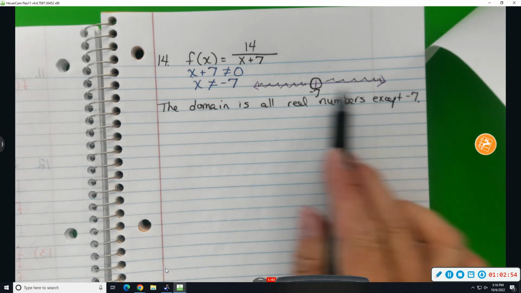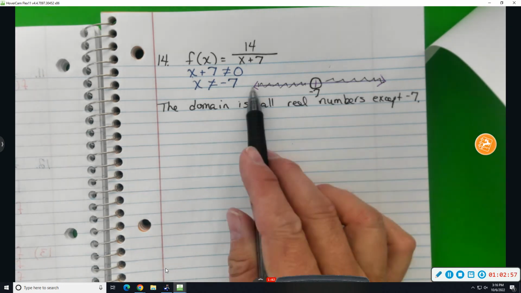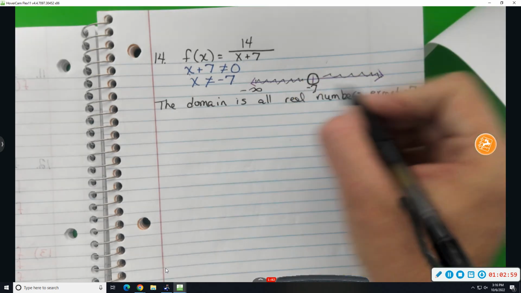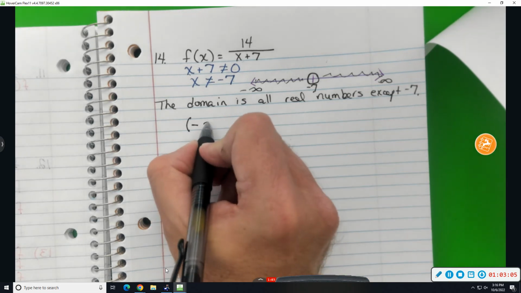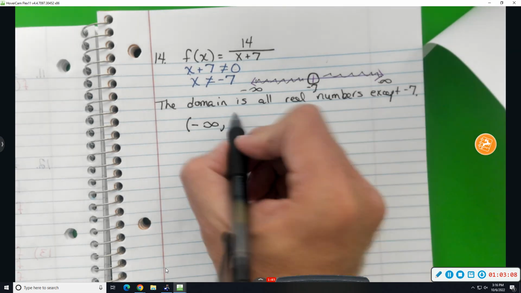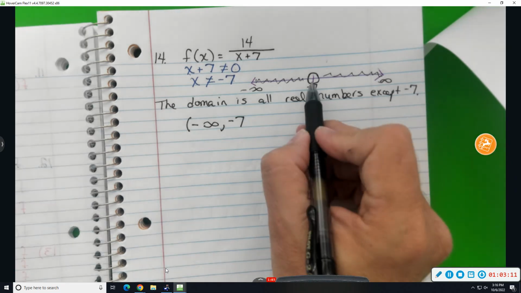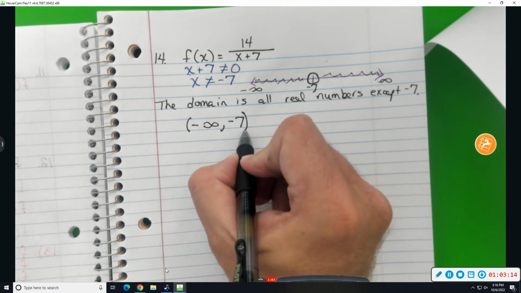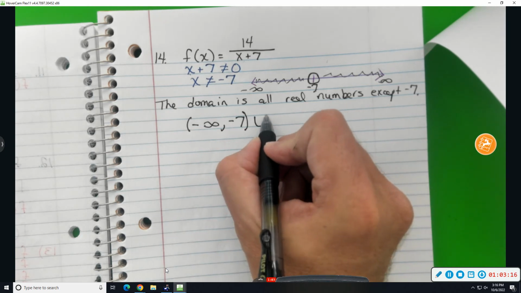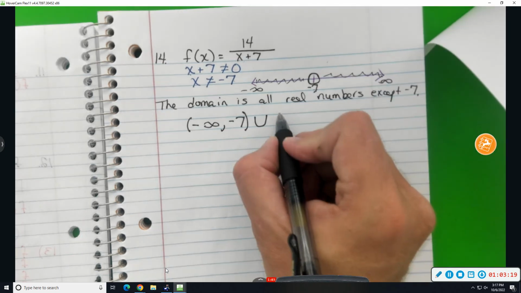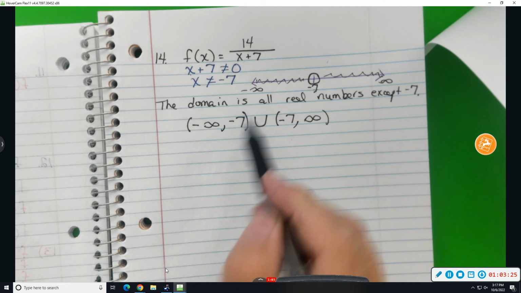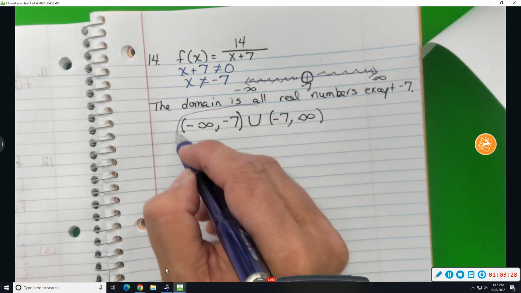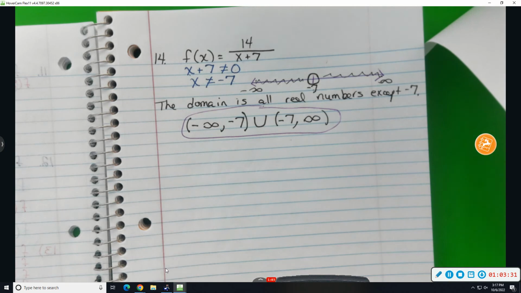How would I write everything except -7 in interval notation? I would start with parentheses, I always use parentheses at infinity symbols, negative infinity, comma, -7 with open circles, close parentheses. Not a bracket. Then a union symbol, because you're on the same number line. Would it also be parentheses -7, comma, infinity? Yes, positive infinity this time. This notation is just a fancy way of writing all real numbers except -7.